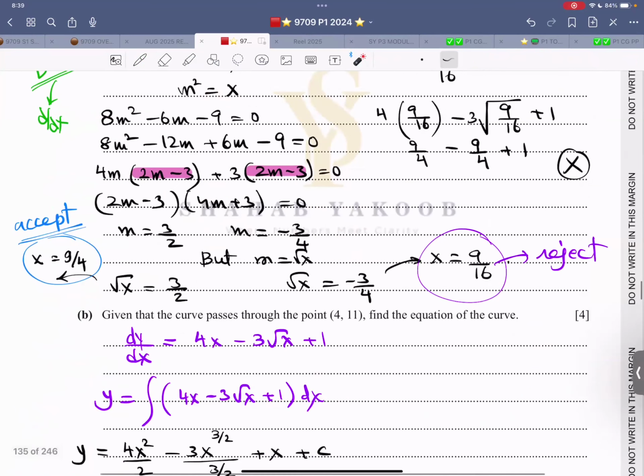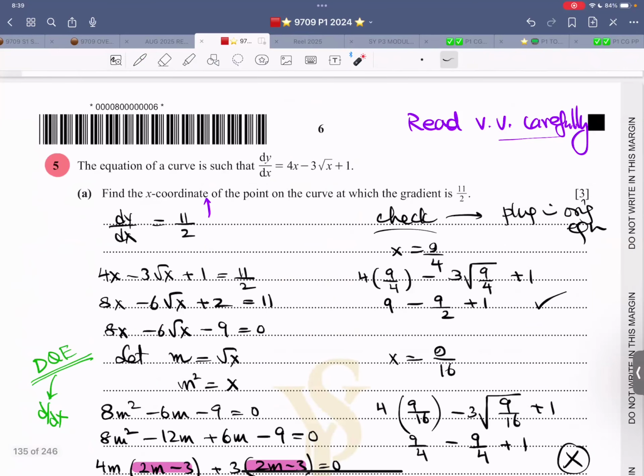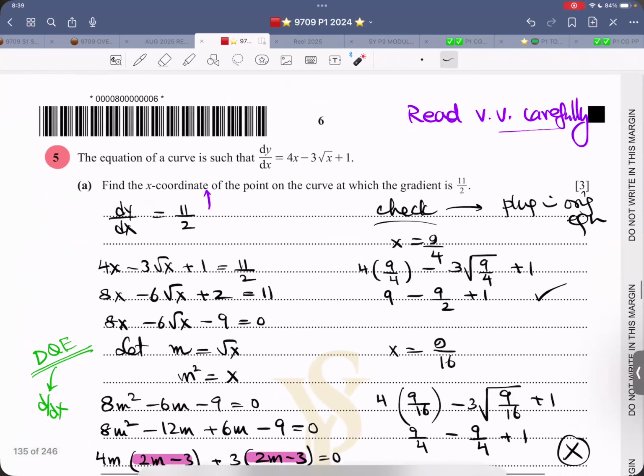You solve, you find values of m, but remember what is m? M is root x. So root x is 3 over 2, x is 9 over 4. Root x is negative 3 over 4, x is 9 over 16. Does it say any limitation? So now find the x coordinate at which the gradient is 11 over 2.